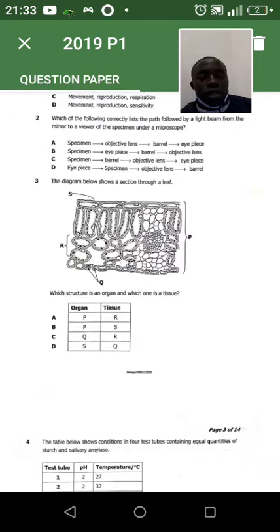Question 3. The diagram below shows a section through a leaf. Which structure is an organ and which one is a tissue? So a tissue, how can you define a tissue? A tissue is made of just one single type of cell. The whole of it makes an organ. So P is an organ, then S is a tissue. So the correct answer there is B. B is the correct answer.